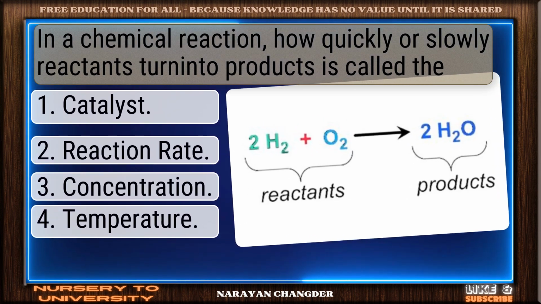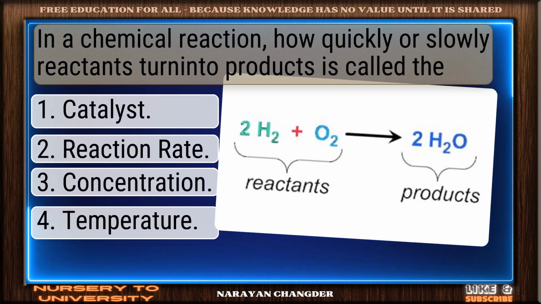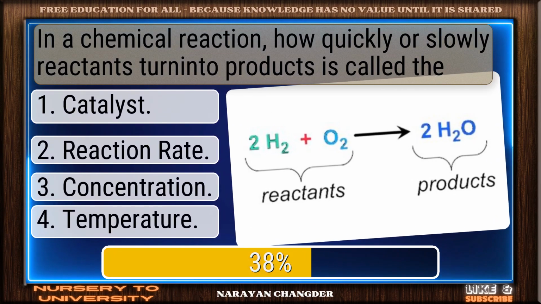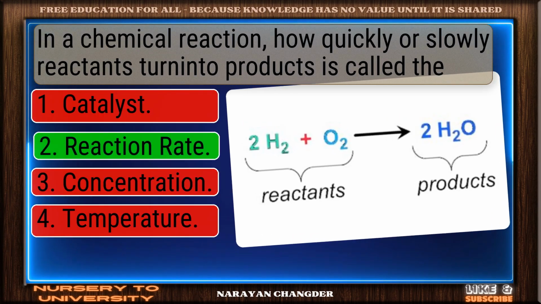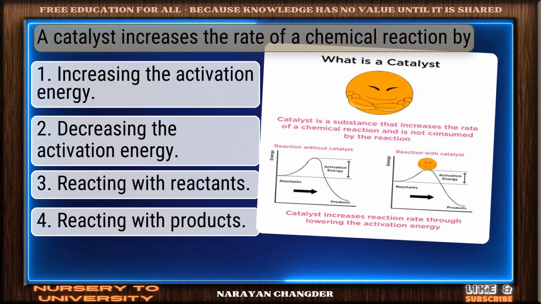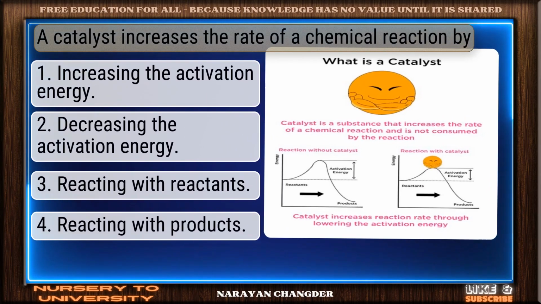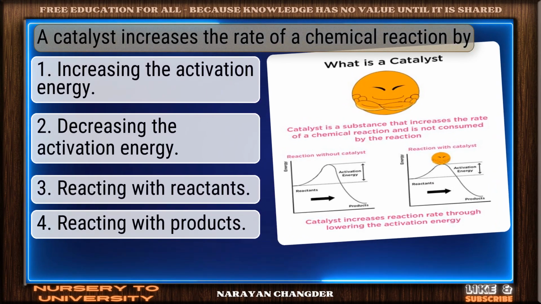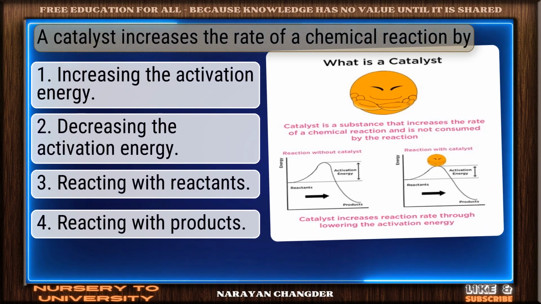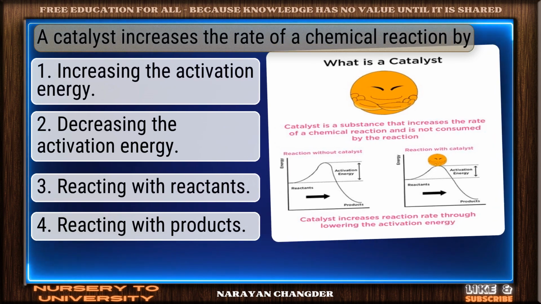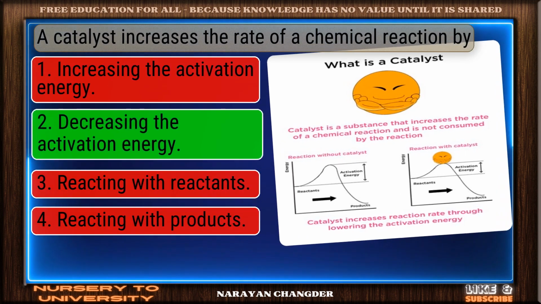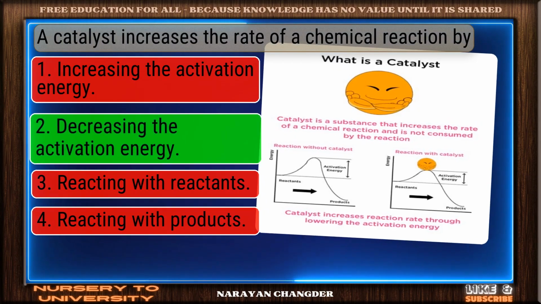Option 1, catalyst. Option 2, reaction rate. Option 3, concentration. Option 4, temperature. That's it, reaction rate. A catalyst increases the rate of a chemical reaction by Option 1, increasing the activation energy. Option 2, decreasing the activation energy. Option 3, reacting with reactants. Option 4, reacting with products. Right choice, decreasing the activation energy.